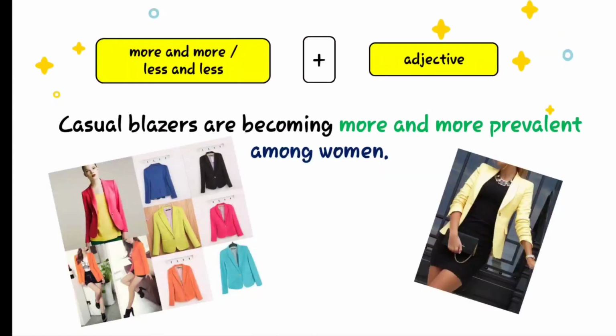Our second example is casual blazers are becoming more and more prevalent among women. With this sentence, we mean that it is pretty common nowadays to see people wearing casual blazers. As you can see here, the phrase more and more prevalent is composed of more and more plus adjective. And we use more and more because we have a three-syllable adjective.